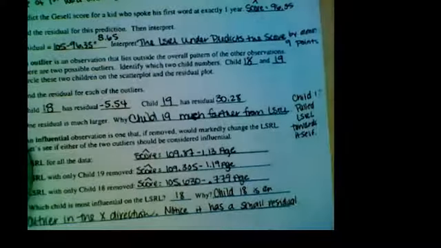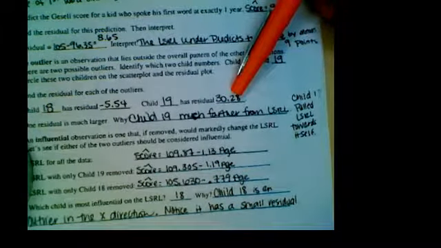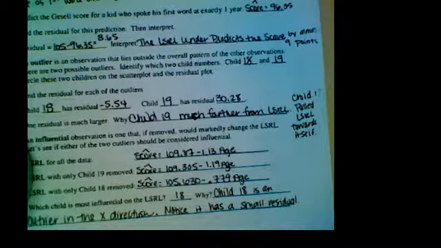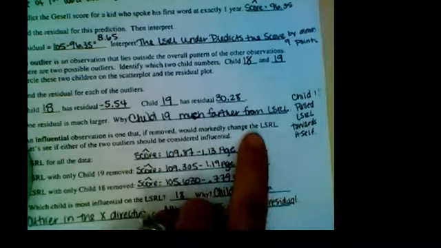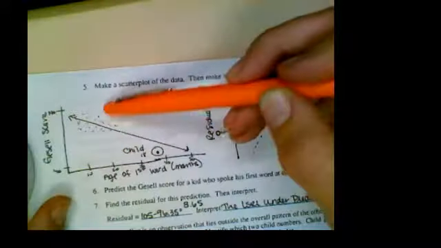Number 10 says one residual is much larger. Why? Why do we get a 30 for child 19 and a negative 5 for child 18? Well, the reason is that child 19 is much farther from the least squares regression line. If you come up here, it's further away.